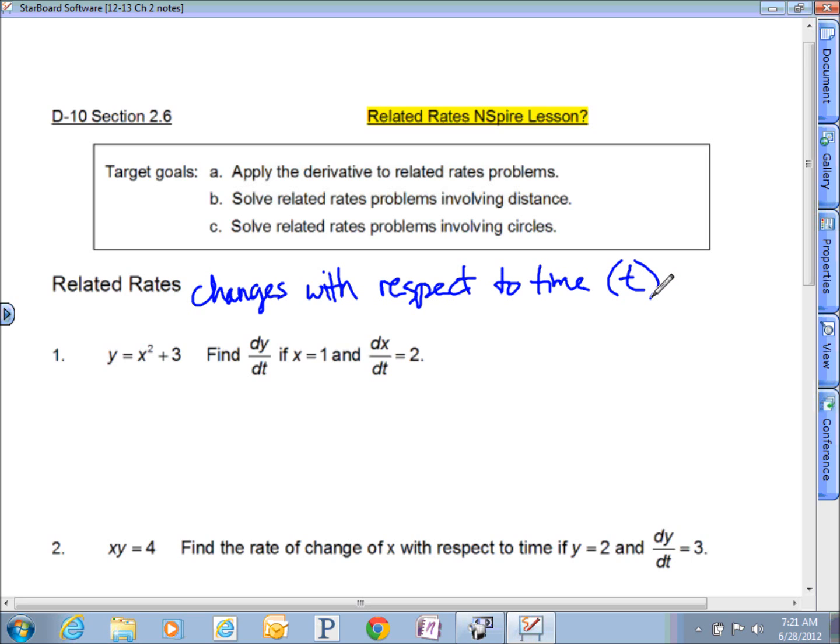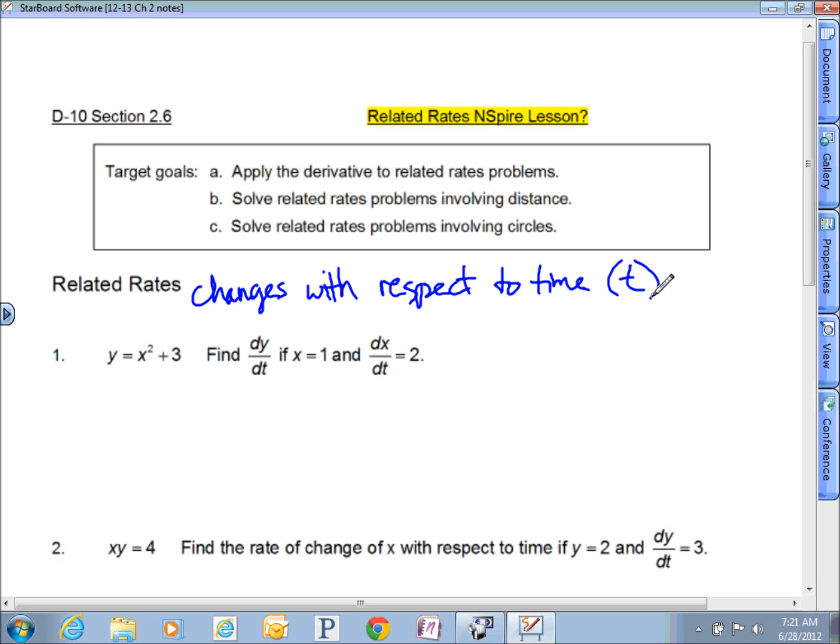So we talked about with this implicit differentiation in section 2.5, how every y is its own function of x, and we have to think about it that way. Well, the truth of the matter is the reason we were doing that was to set us up for these related rates, because every variable changes with respect to time. If it doesn't change, then we don't call it a variable, we call it a constant.